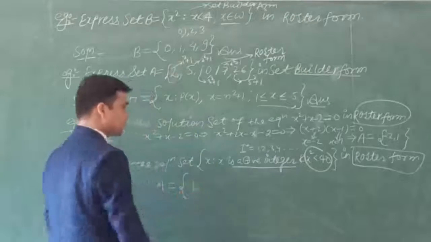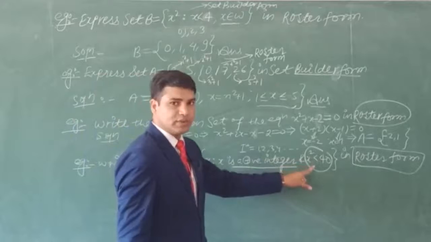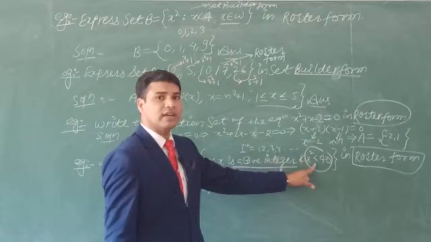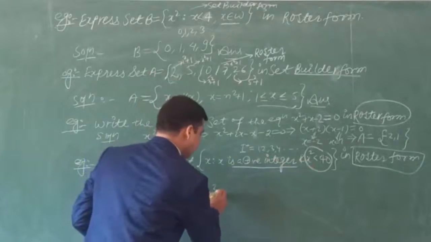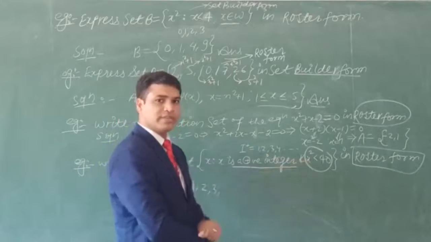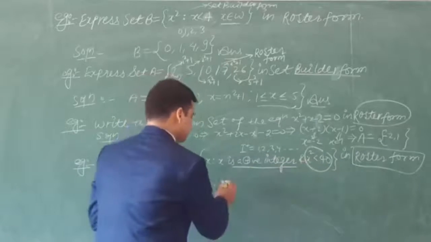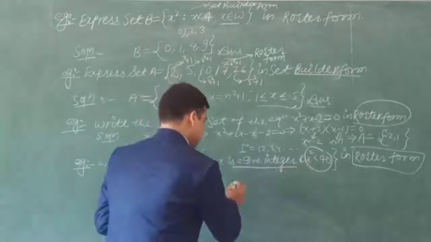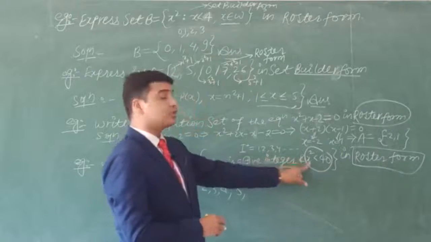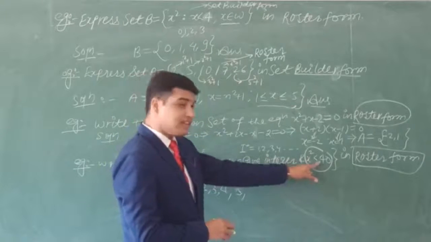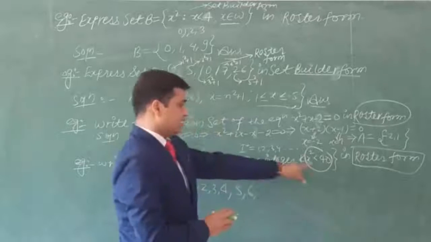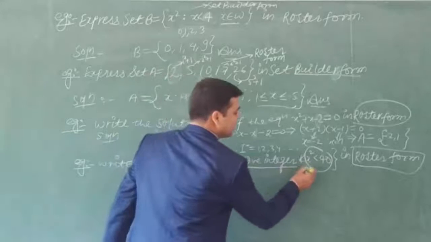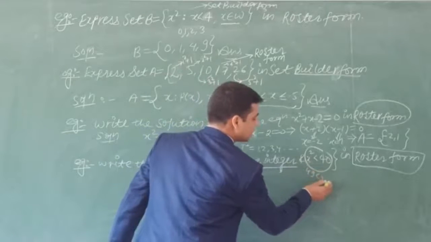Yes, 1 is satisfying. Put 2 here, so 2 square 4 is less than 40. Yes, 2 is also possible. Put 3 here, 3 square 9 is less than 40. Yes. In the same way, put 4, 4 square 16 is less than 40. Yes. Put 5, 5 square 25 is less than 40. Yes. Put 6, 6 square 36, which is less than 40. Yes. Now put 7. If you put 7, this condition will not be satisfied. 49 is less than 40? No, this condition is false.